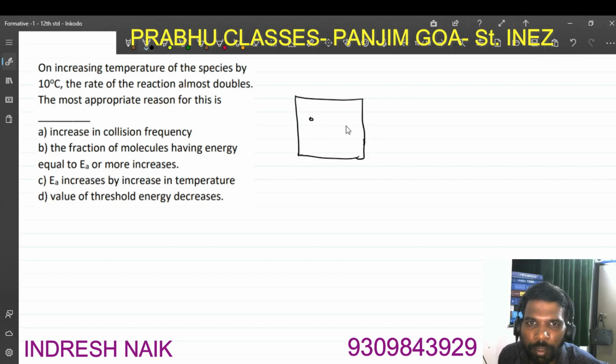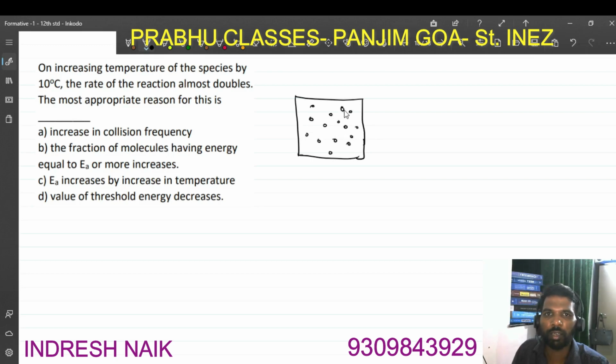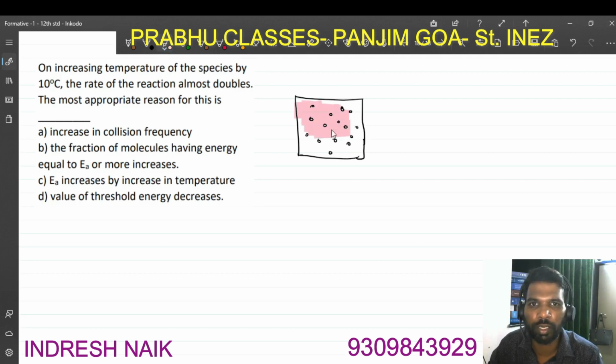Like there are particles inside a chamber. Let's say this is a particle inside the chamber. Chamber means one container. They are continuously in random motion, right? They are continuously moving. So why does a reaction happen in the molecule? It is because of collision. These particles are colliding. That's why the reaction happens.